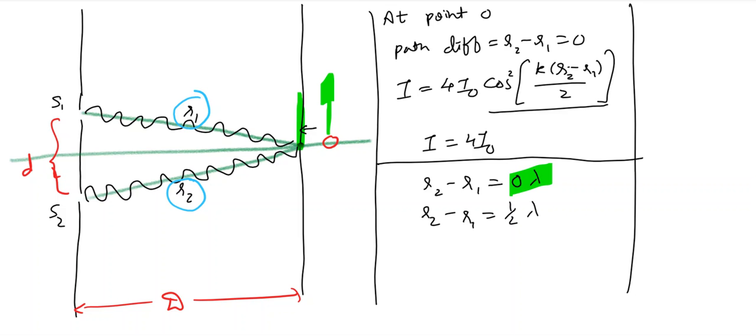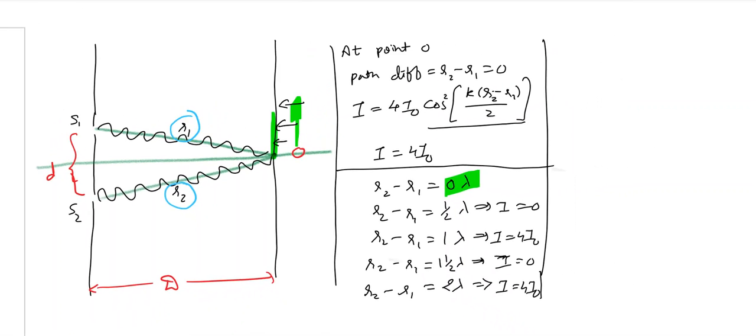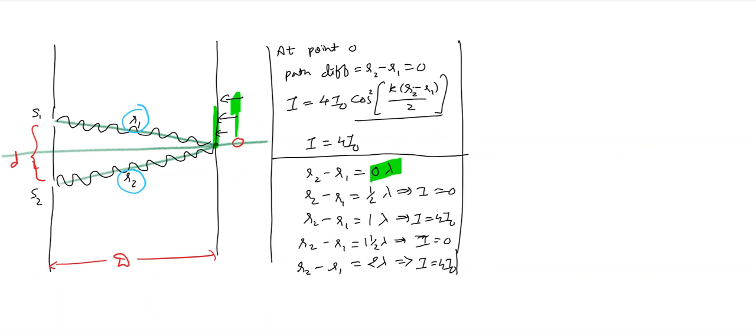Intensity will be 0. Further if you go, maybe somewhere here, the difference of R2 and R1 will be 1 lambda, so intensity will again be 4 times I0. Again further, at this point, you may find that R2 minus R1 is 1 and a half lambda, 3 by 2 lambda. Intensity will again be 0, and that continues. It means that on the screen, in some parts the intensity will be maximum, in some parts intensity will be 0.